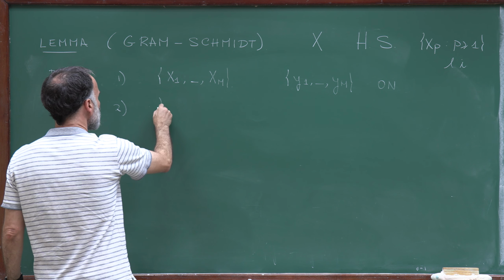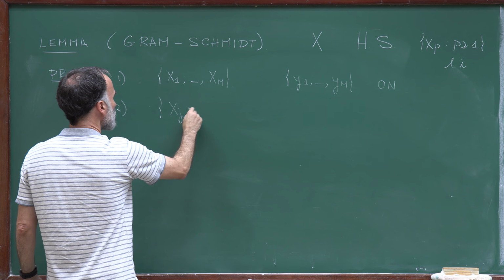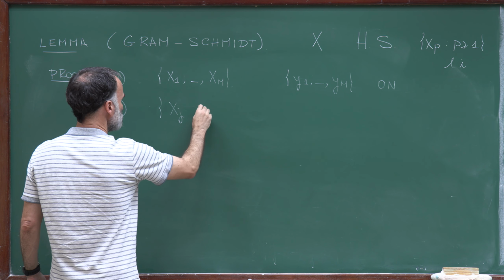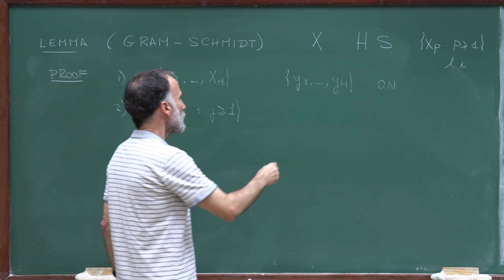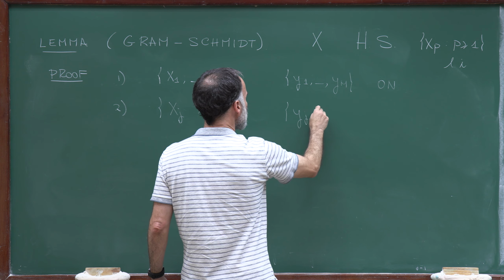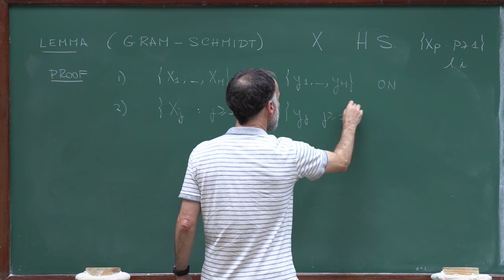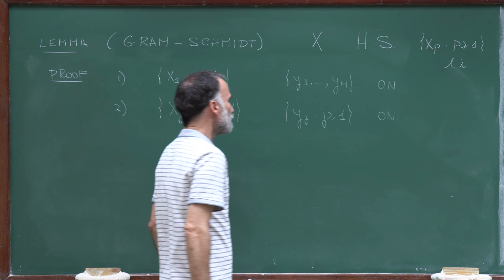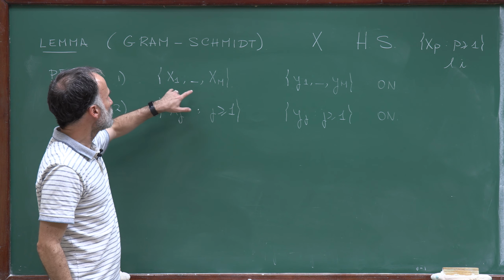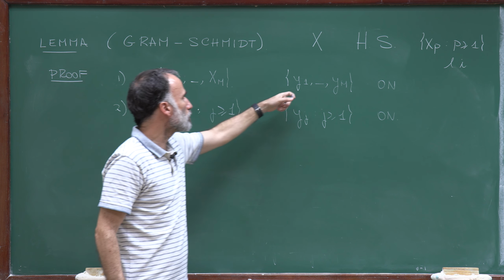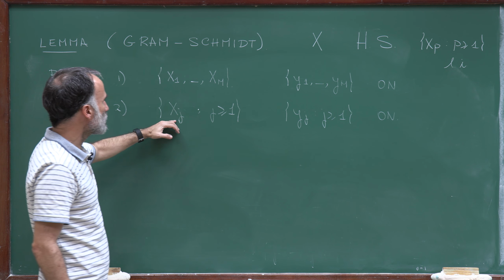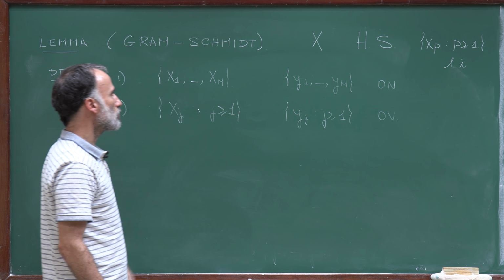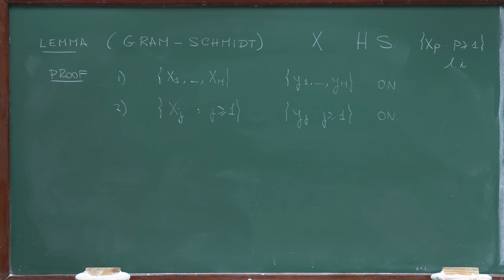The second alternative is that we have here a countable family, and by induction, what we proved is that in this case we can construct a countable family of orthonormal vectors such that, if I fix m, the linear span of x1 up to x_m is equal to the linear span of y1 up to y_m. And again here, we constructed a countable set, so both cardinalities are equal, and that completes the proof of the Gram-Schmidt lemma.